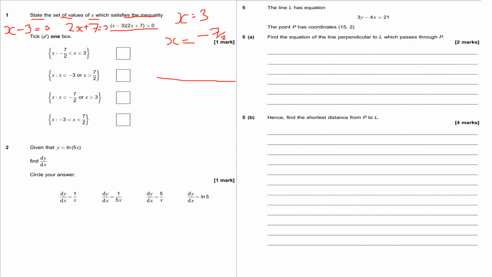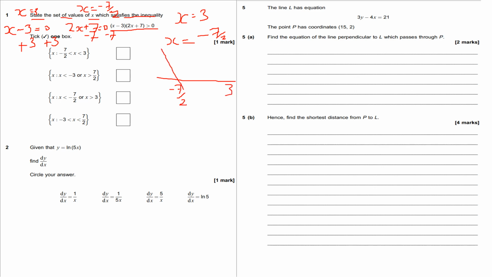So this is knowledge from GCSE maths that you should know how to do. So add 3 to both sides, so you have x is equal to 3. Great, and then this one you subtract 7 and then divide by 2, so you get 2x equals minus 7, and then you divide by the 2, you get x is equal to minus 7 halves. So it crosses the x-axis at minus 7 halves and 3.